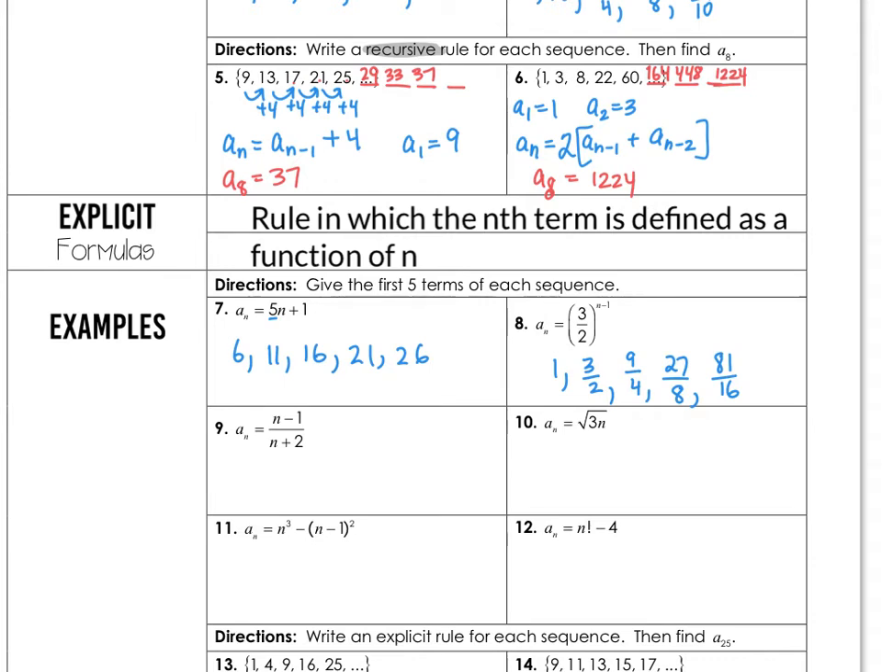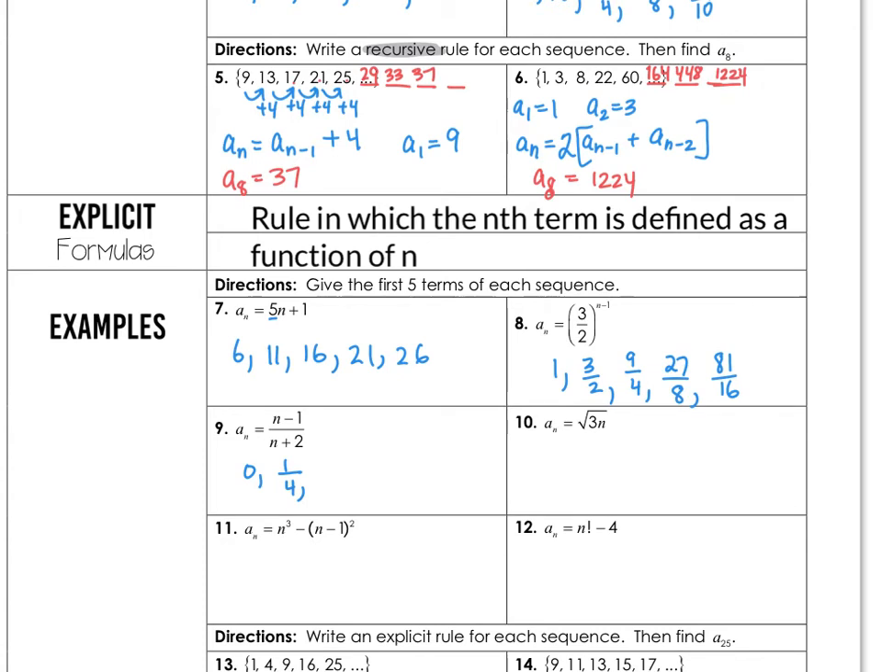Let's see, number 9, a sub n is n minus 1 over n plus 2. Okay, so this one's going to be a little bit more challenging. So this one we're going to plug in n of 1. So 1 minus 1, that's 0 on the top, so it's just 0. The next one, if I plug in 2, 2 minus 1 is 1. 2 plus 2 is 4, so that's 1/4.